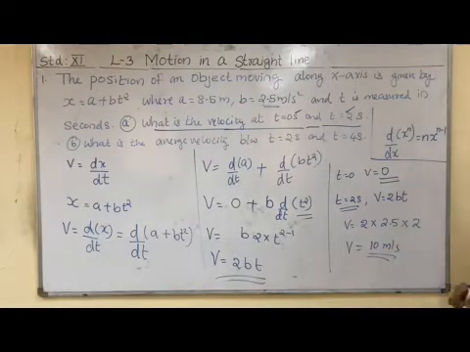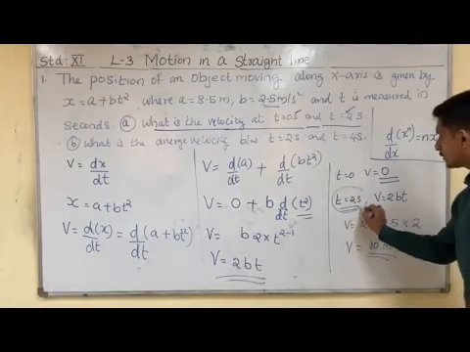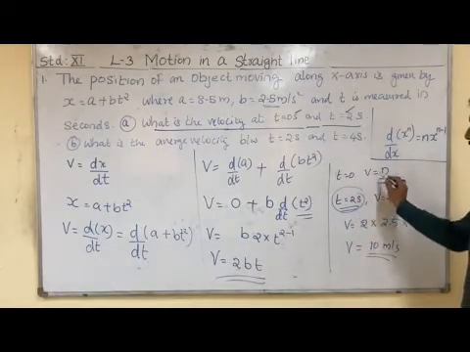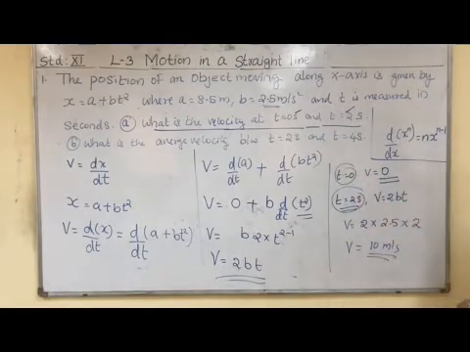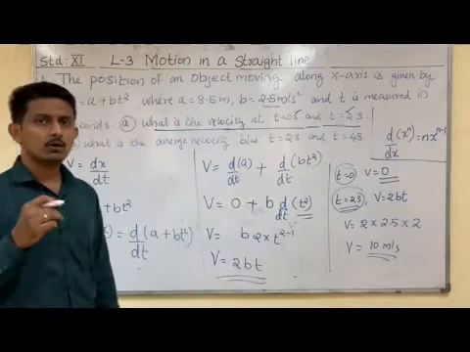So this is the way we get the velocity of this object at t is equal to 2 seconds and the velocity of the object at t is equal to 0 seconds. These are known as the instantaneous velocity of this object.